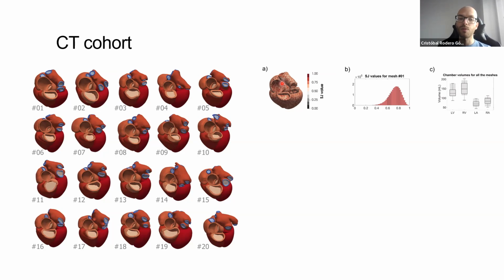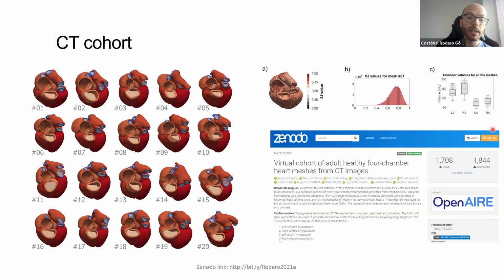And then from the clinical point of view, we also need to check that the meshes look like hearts, basically. So one of the checks that we did was to compare the volumes of each one of the chambers of the ventricles and the atria with literature values, and we see that it also fits within the expected ranges. And then we made these available, so they are open. You can just go to the link and download them.